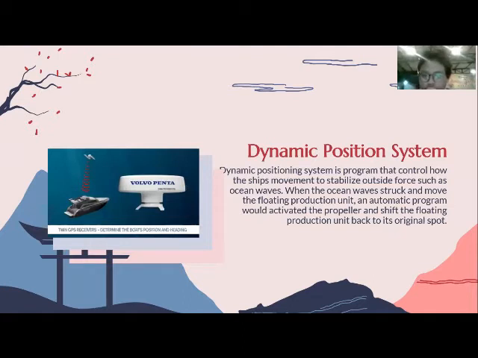And next, the dynamic position system, or DPS. DPS is a program that controls the ship's movement to stabilize against outside force such as ocean waves. When an ocean wave strikes and moves the floating production unit, an automatic program will activate the propeller and shift the floating production unit back to its original spot.